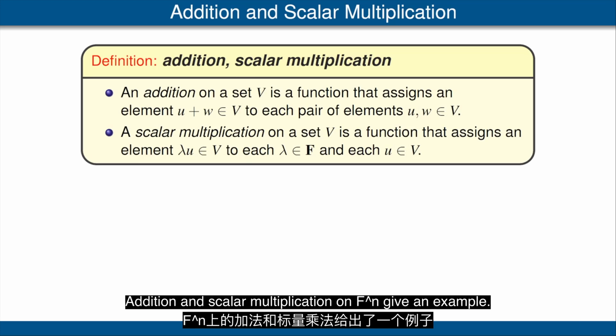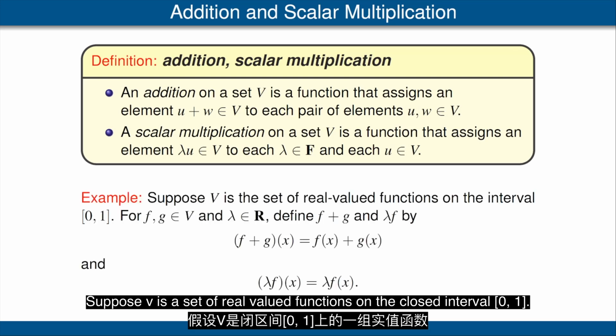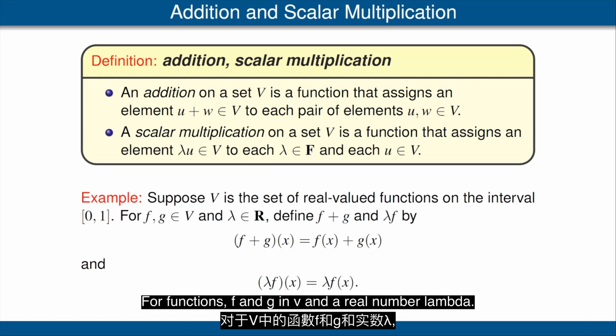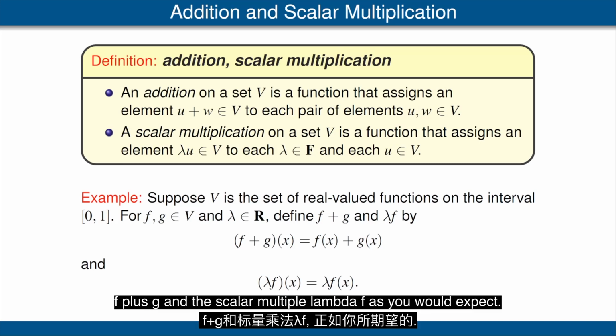Obviously, addition and scalar multiplication on Fn give an example. Let's look at another example. Suppose V is a set of real-valued functions on the closed interval [0, 1]. For functions f and g in V and a real number lambda, we define the addition f plus g and the scalar multiple lambda f as you would expect.